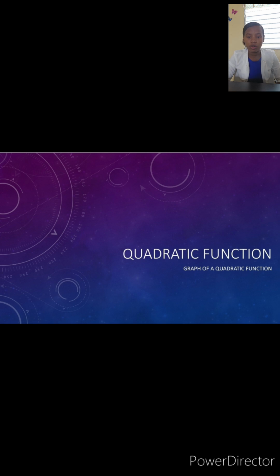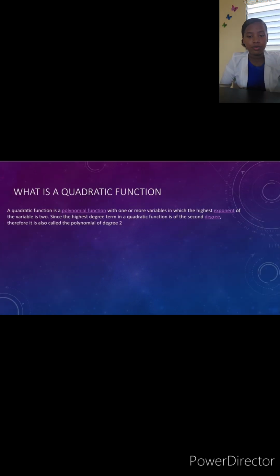So today's topic we'll be looking at is quadratic functions. To narrow it down, our subtopic is the graph of a quadratic function. Is there anybody that ever came across the term quadratic functions before or heard anything of it? Yes? Oh, you heard that the term quadratic comes from the word quad, which means square?